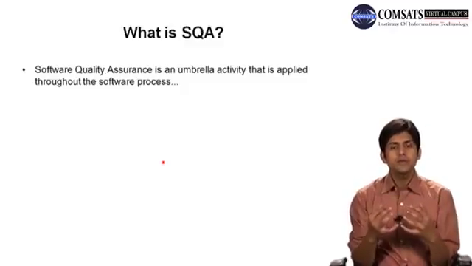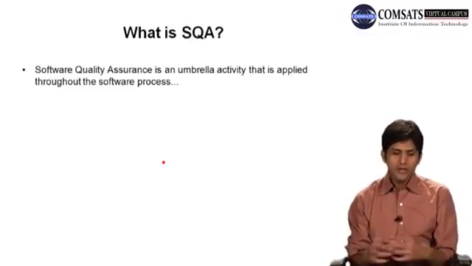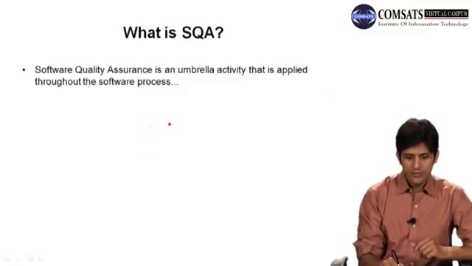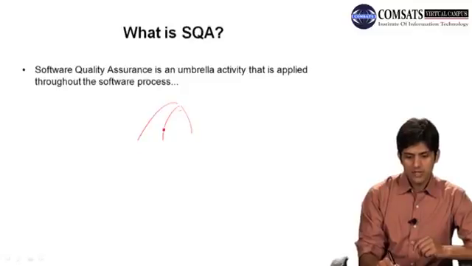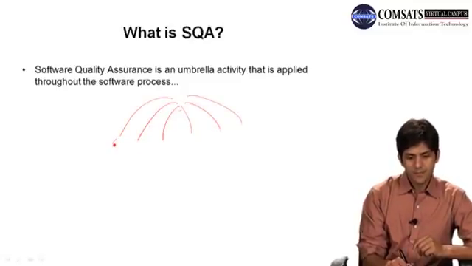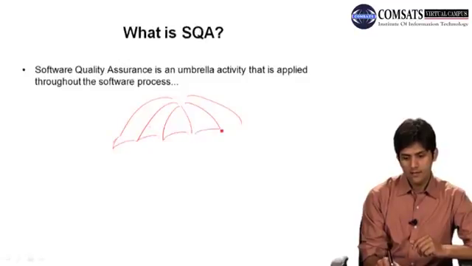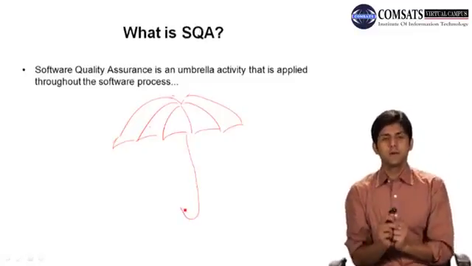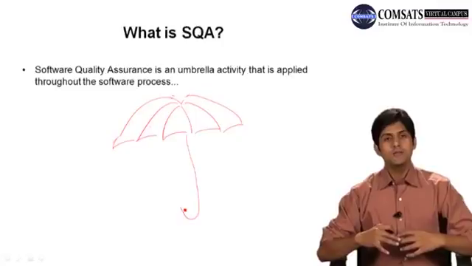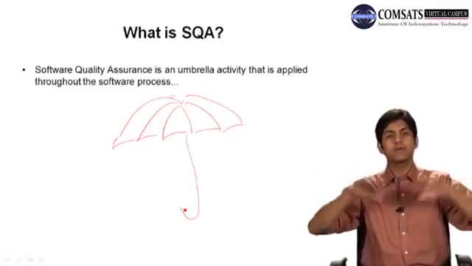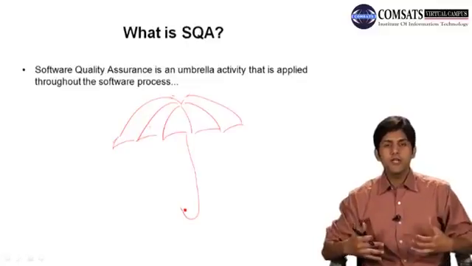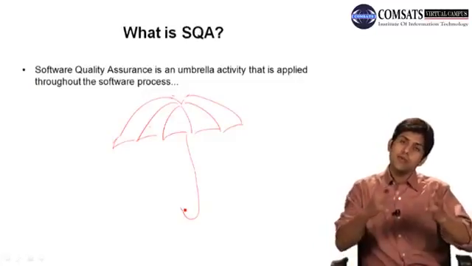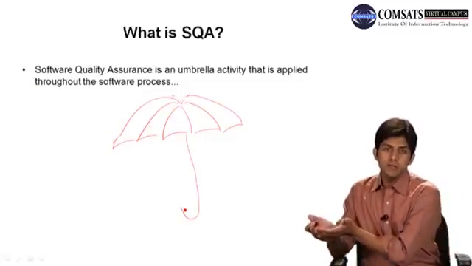So software quality assurance is an umbrella process. Why do we call it an umbrella process? Because what does an umbrella look like, first of all? Let's say the umbrella looks something like this. Okay, so this is an umbrella. Why do we call it an umbrella activity? Because it covers the overall development process. When we say software quality assurance, we want to make sure that quality is in place in all the stages or steps involved in producing the software.